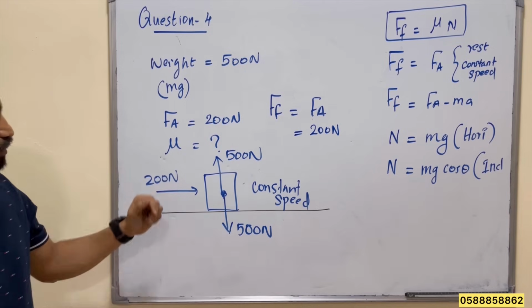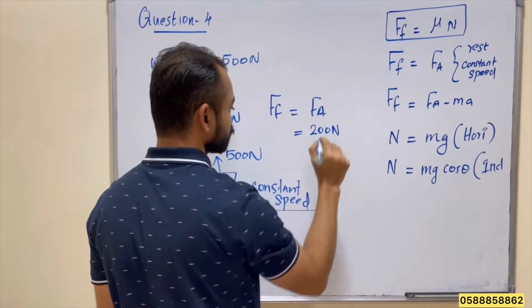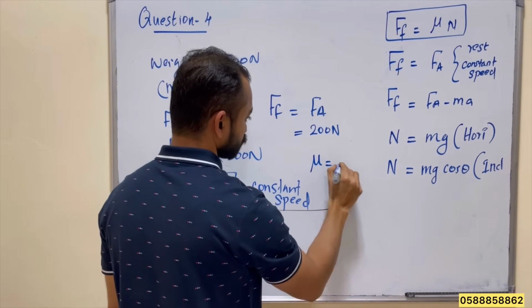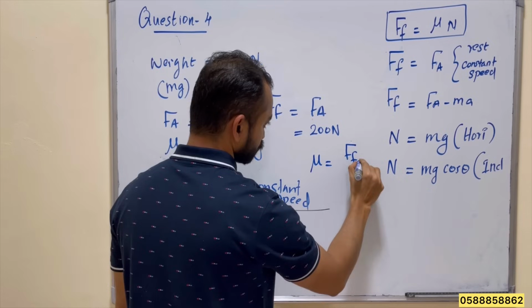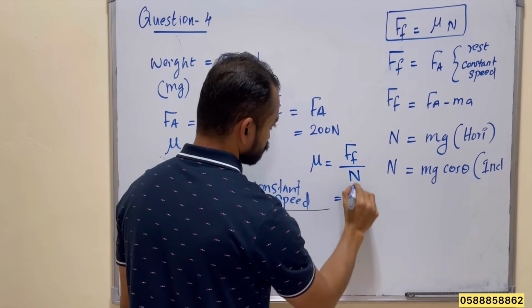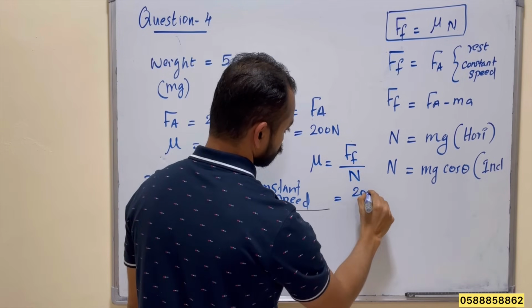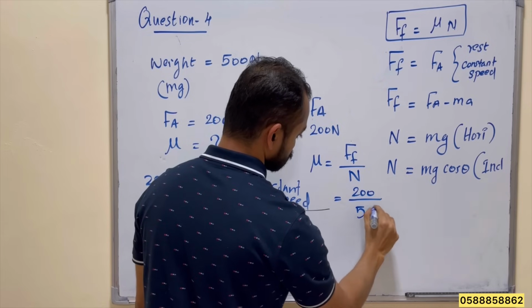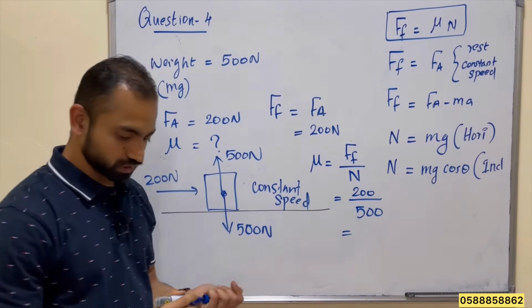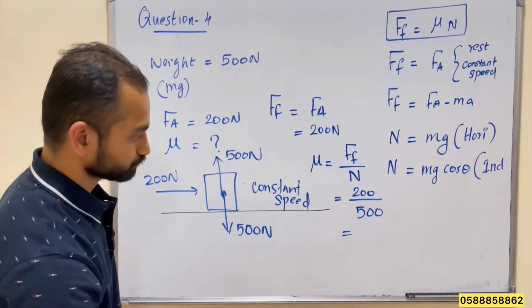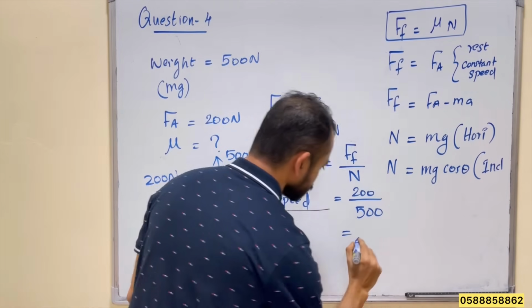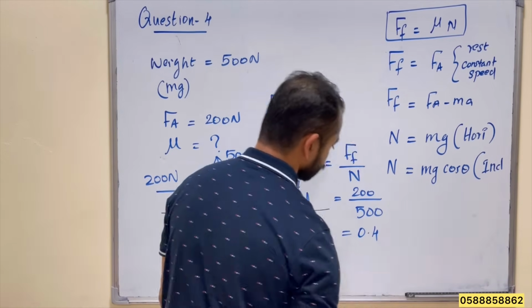How to calculate coefficient of friction? We will use this equation. From that equation, coefficient of friction is equal to force of friction divided by normal force. Force of friction how much? 200. Normal force how much? 500. 200 divided by 500 is 0.4, right? So it will be 0.4.